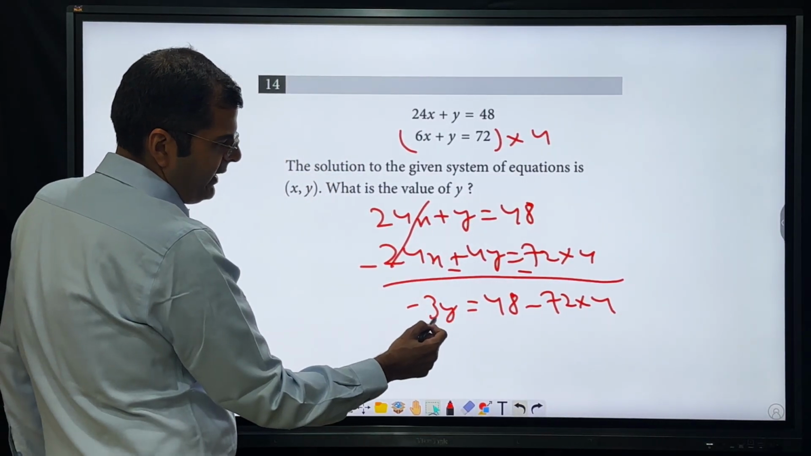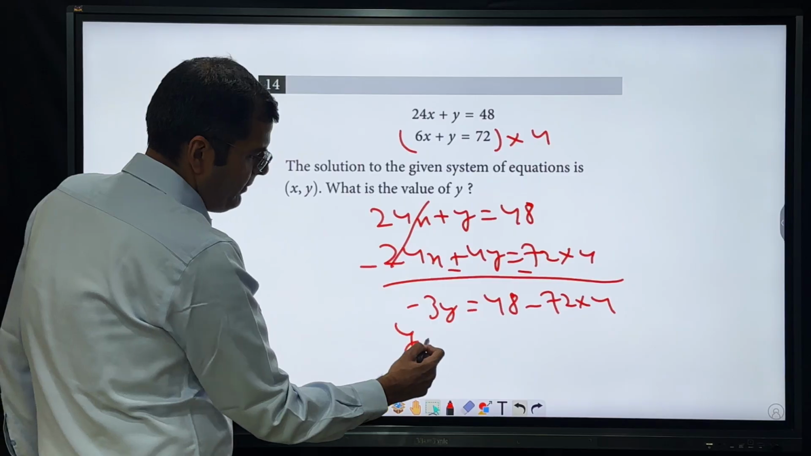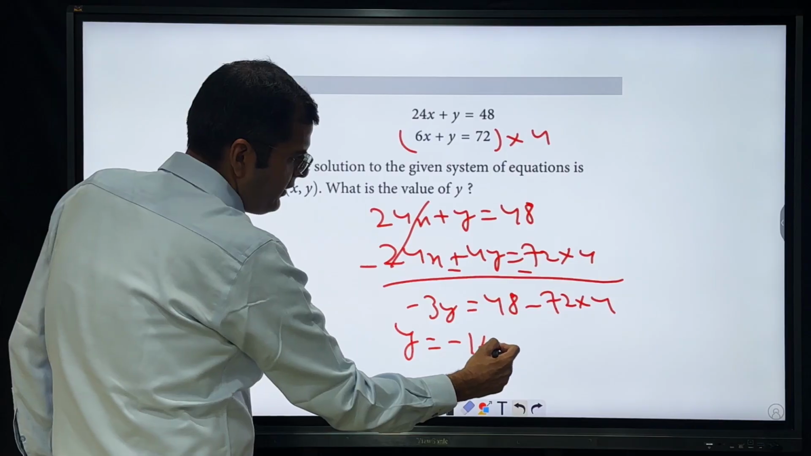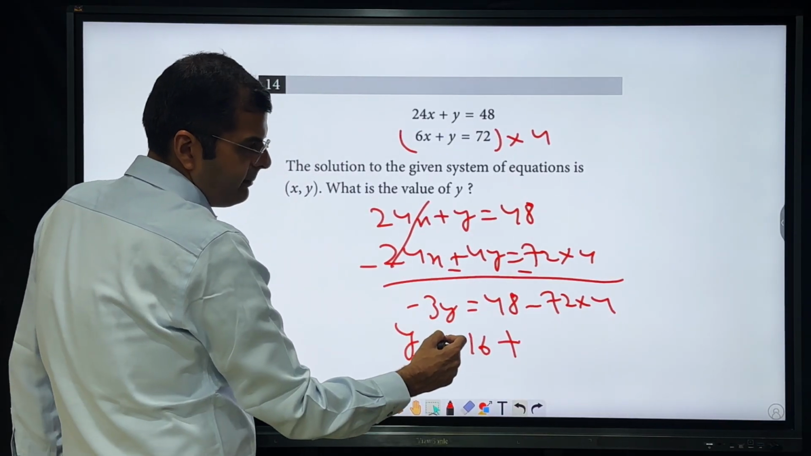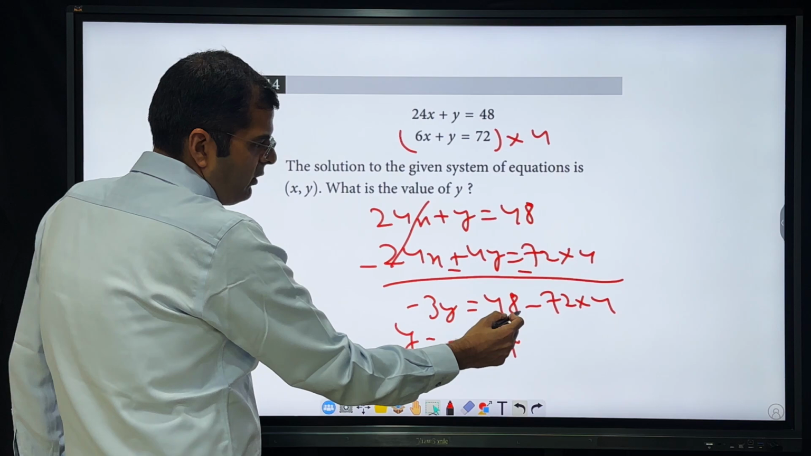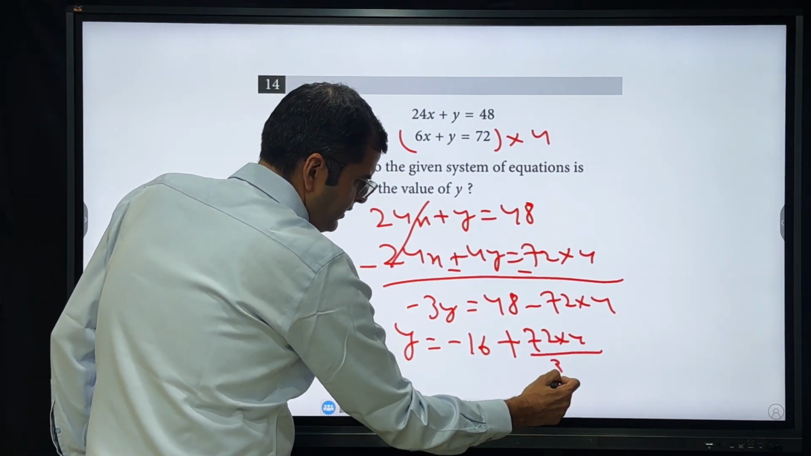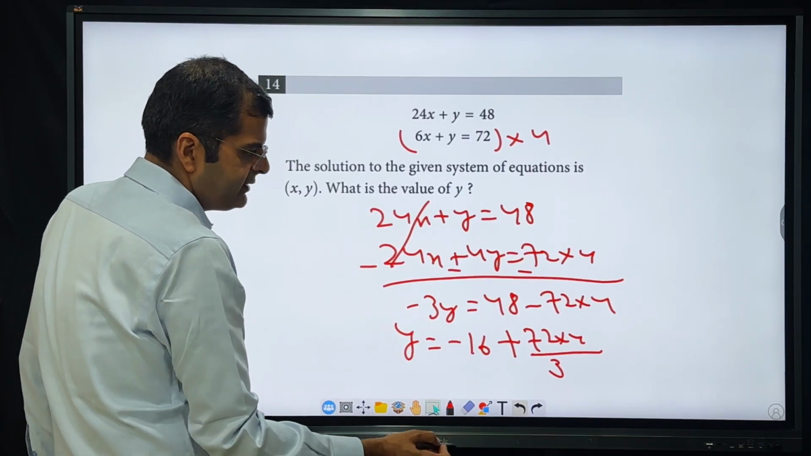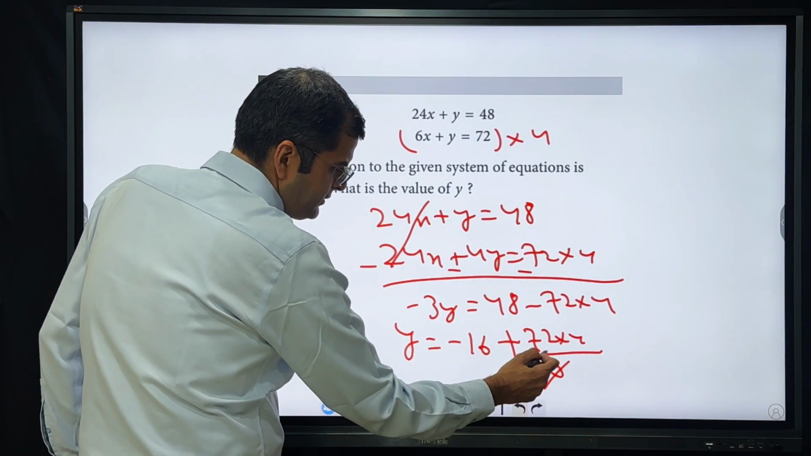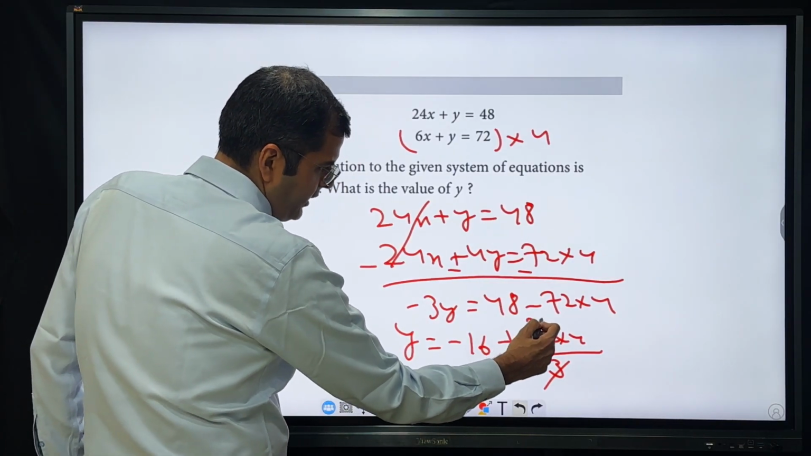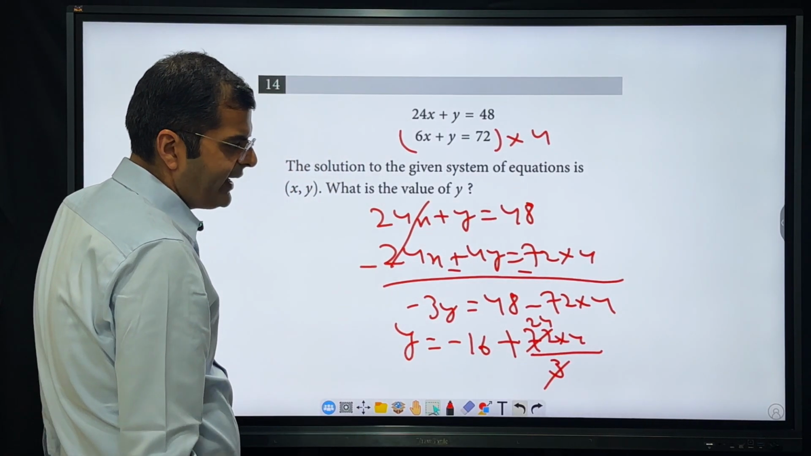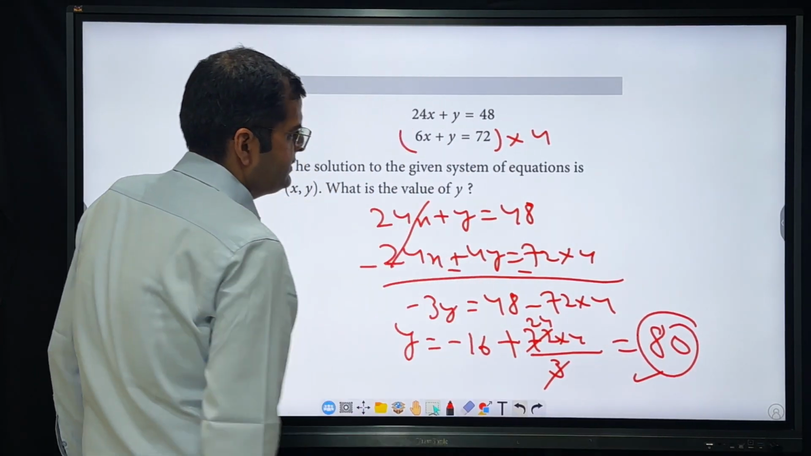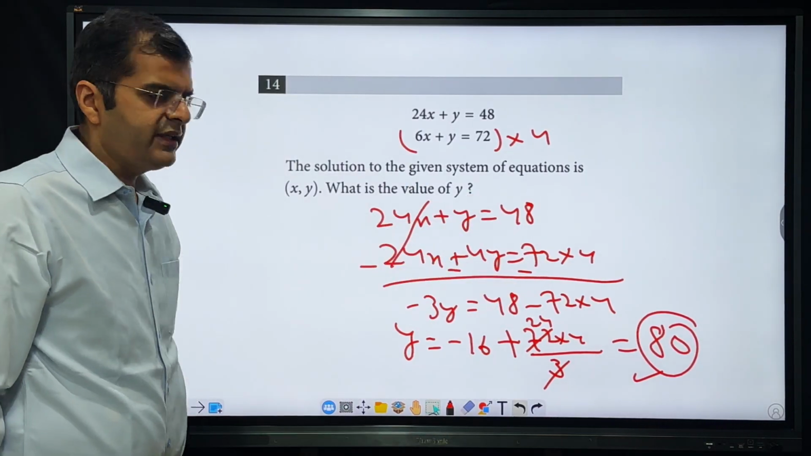Now dividing everything by minus 3 on both the sides, y becomes 48 by minus 3 is minus 16, minus 72 into 4 by minus 3, this becomes plus, and that will be 72 into 4 by 3. 48 by 3 is 16. The negative sign is because I am dividing by minus 3. So 72 by 3 is 24, and 24 into 4 is what? 96. 96 minus 16 is 80. So 80 over here is the right answer. We have to find the value of y, which is 80.